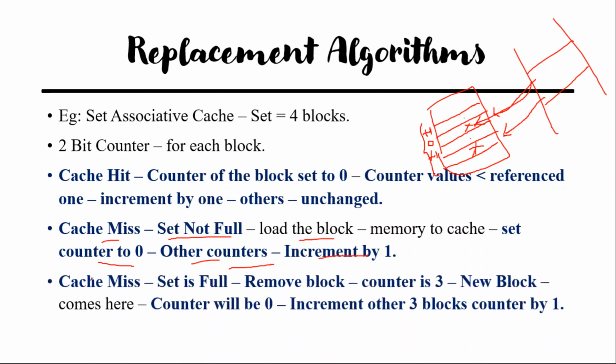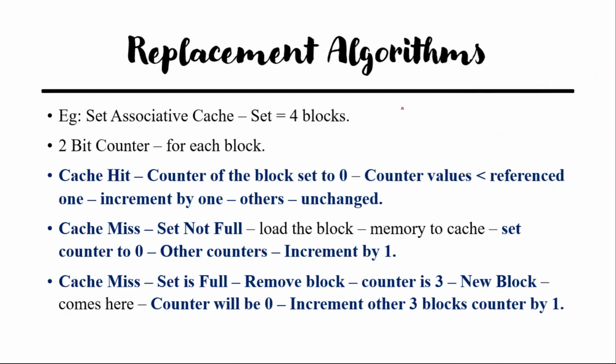This is the second case. The third case is a cache miss where none of the blocks are empty, all blocks are full. This is the crucial one, where the replacement algorithm comes into the picture. So the third case is 1, 2, 3, 4, all the blocks are filled. This is one set, but in this set all the blocks are full. There is nothing empty. Everything is full. Now you want to bring a new block from the main memory to cache memory.